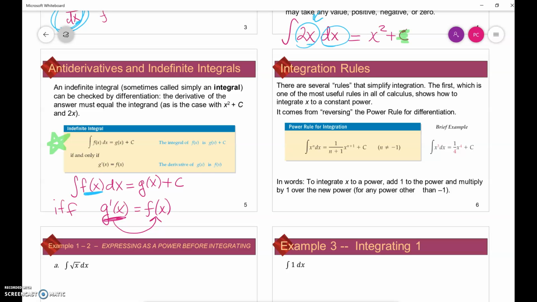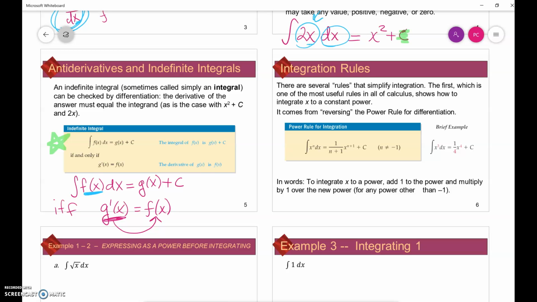Now, we knew that the integral of 2x was x squared. That's a pretty straightforward answer. But how do I deal with that if I don't know what it is off the top of my head? So here are several rules that simplify integration. Let's talk about some rules.